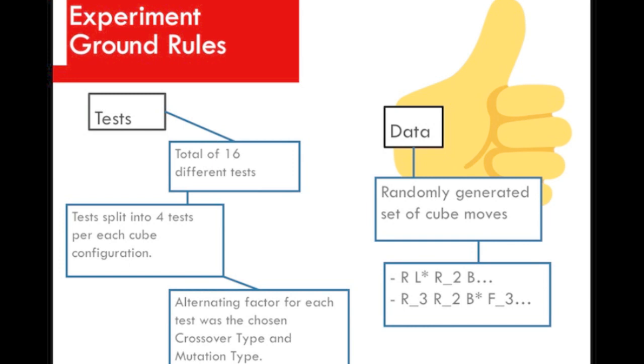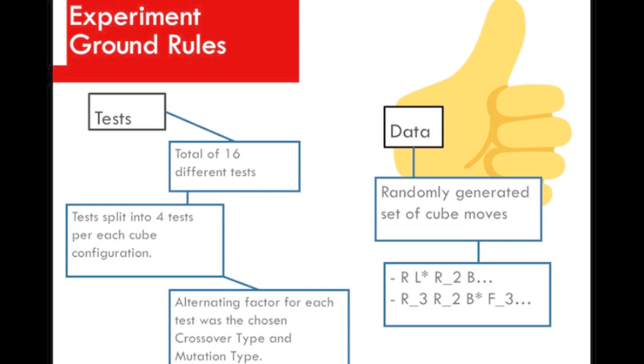Alrighty, here are our ground rules for our experiments. So we are doing a total of 16 different tests. That means there are 4 tests per each of the cube configurations we're doing. The alternating factor for each of these tests is what crossover type and mutation type is chosen. Our data in our experiment is from a randomly generated set of cube moves.